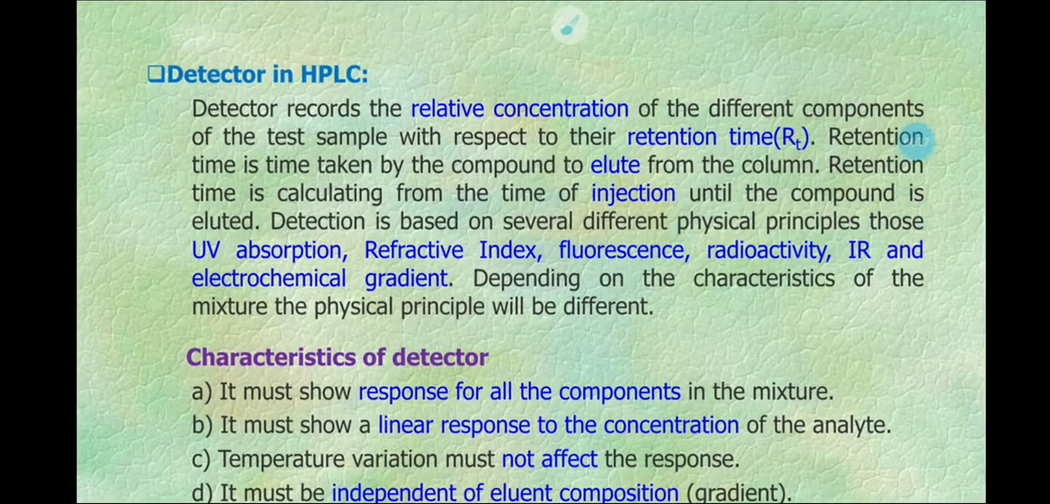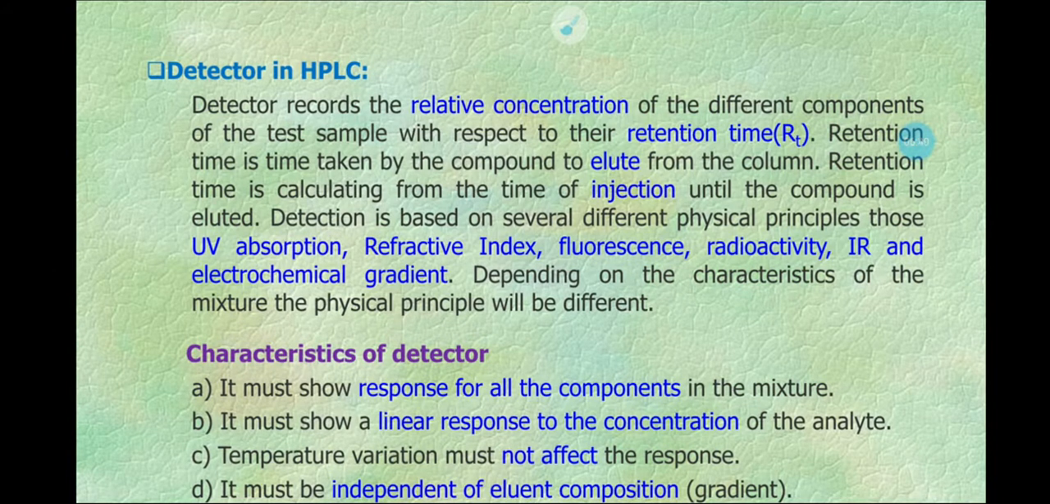So the next part of HPLC is the detector system. The detector in HPLC records the relative concentration of different components of the test sample or analyte in the form of their retention time. Retention time is the time taken by the compound to elute from the column. Retention time is calculated from the time of injection until the compound is eluted. Detection is based on several different physical properties like UV absorptivity, refractive index, fluorescence, radioactivity, IR and electrochemical properties.